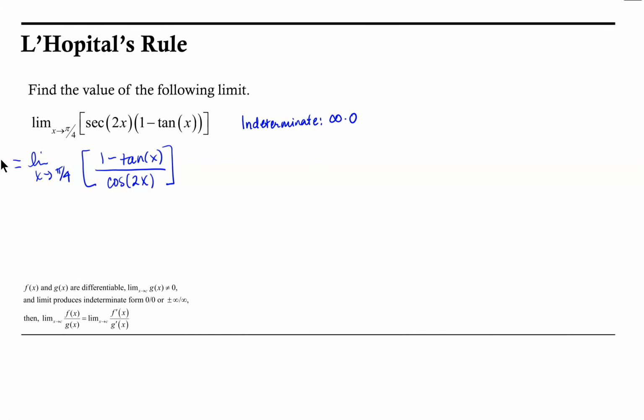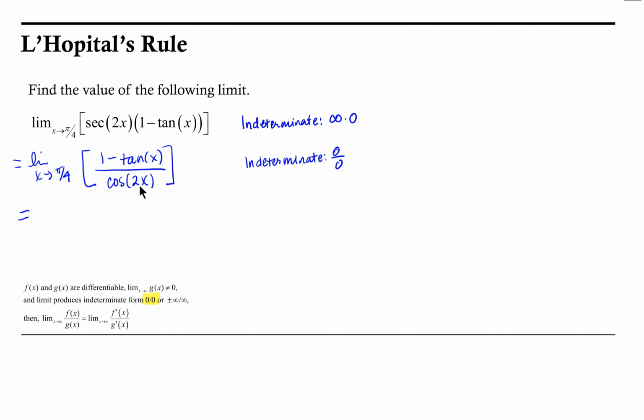Now, in this equivalent form, as x approaches pi over 4, our numerator will approach 1 minus tangent pi over 4, which would be 0. And then our denominator would approach cosine of 2 times pi over 4, or cosine of pi over 2, which is also 0. So in this case, we've now created an indeterminate form of the form 0 over 0. And in this form, we can go ahead and apply L'Hopital's rule.